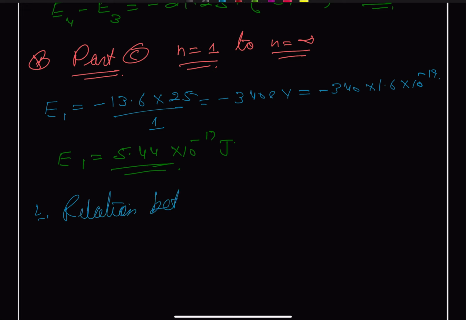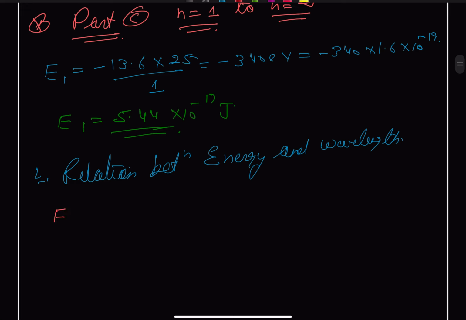Relation between energy and wavelength. We know that E is equal to hc upon lambda. Since we are supposed to find the wavelength, this gives lambda is equal to hc upon E. E we just found out is for our first, that is our E1.